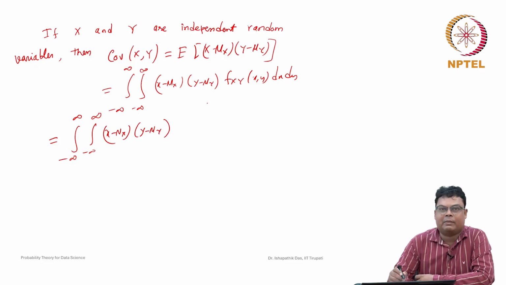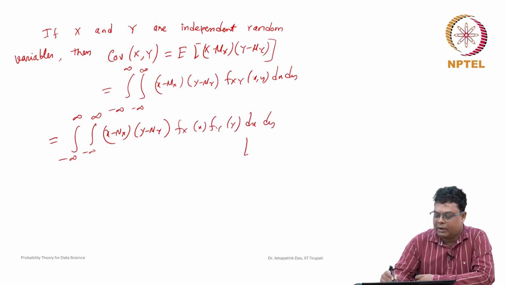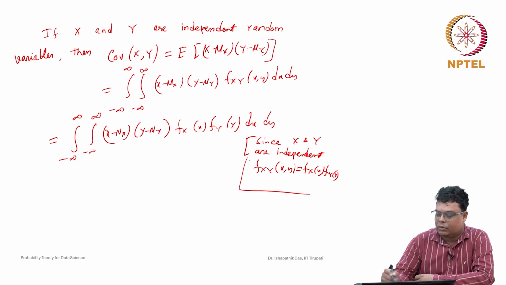Here mu_x is the expected value of X and mu_y is the expected value of Y. Now, if X and Y are independent random variables, the joint probability density function f_XY(x, y) can be written as the product of their marginals, f_X(x) into f_Y(y). That is the reason we can write the joint density as a product of marginals.